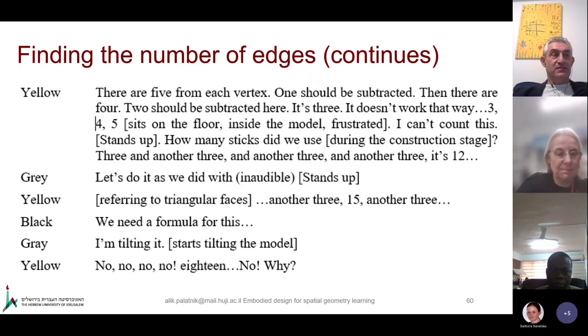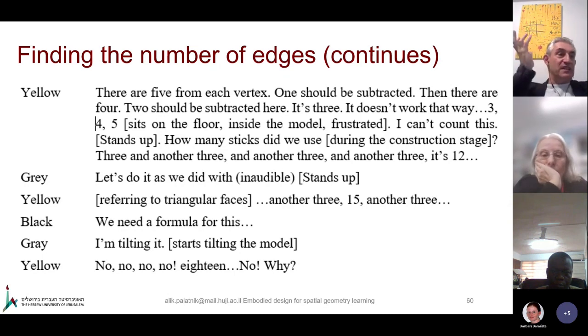So yellow is saying there are 5 from each vertex. This is, by the way, very important that she knows this feature. 1 should be subtracted. I don't know why she's saying that. Then there are 4. 2 should be subtracted here. It's 3. It does not work this way. And she, at some point, sits inside the model and she's frustrated. I can't count this.